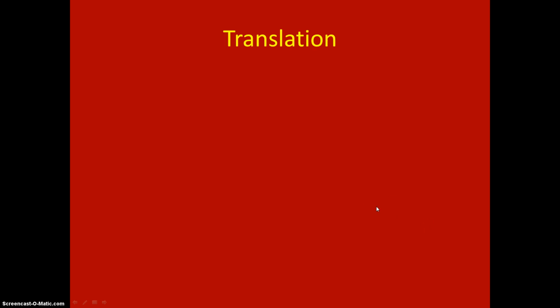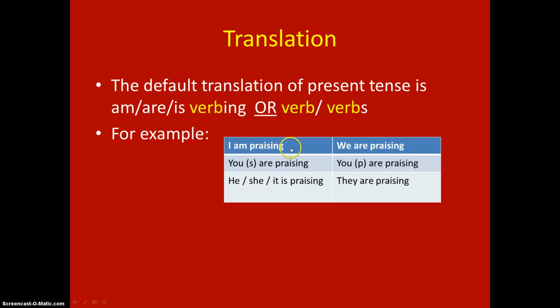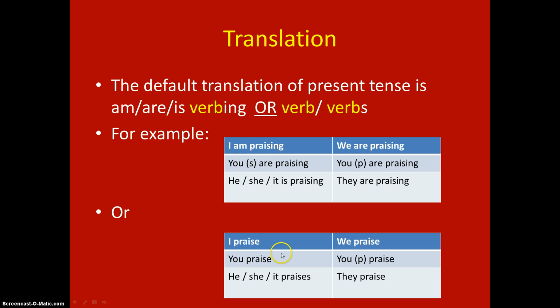How do you translate present tense? The default translation of present tense is going to be is verbing or verbs. What do I mean? If we're doing laudo, laudare, I am praising, you are praising, he, she, it is praising, we are praising, y'all are praising, they are praising, or I praise, you praise, he, she, it praises, we praise, y'all praise, they praise. It doesn't matter which one you use. It means the exact same thing in English.